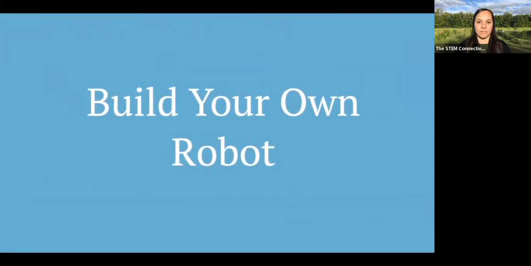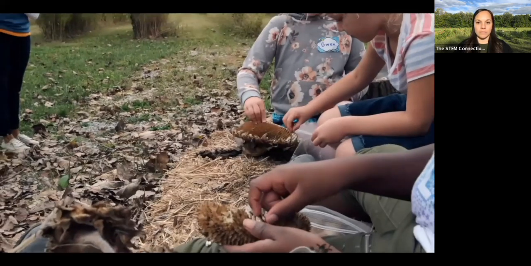Today's STEM quick win is called Build Your Own Robot. We'll be working in teams of 2 to practice our programming skills. Let's join a STEM kit and get started.